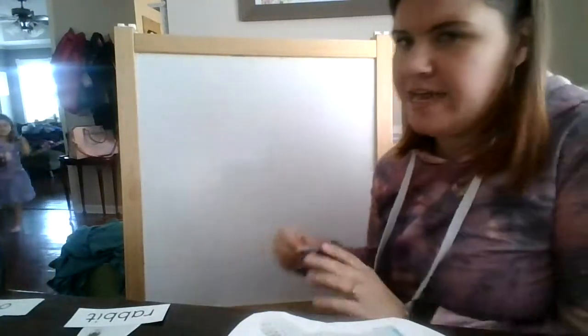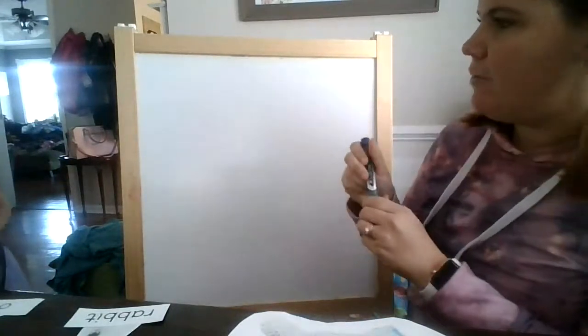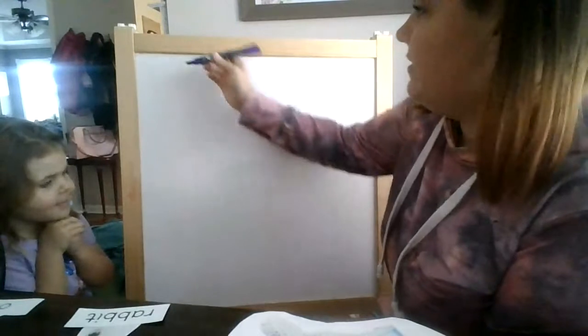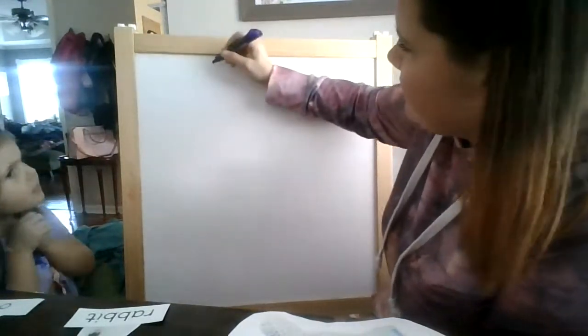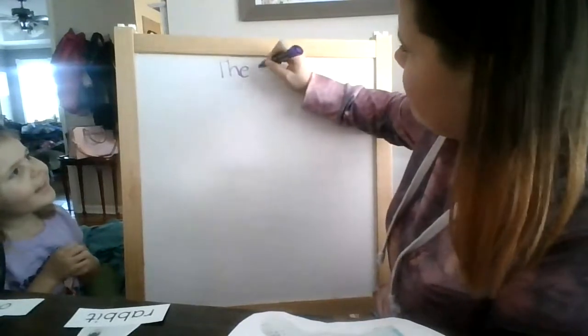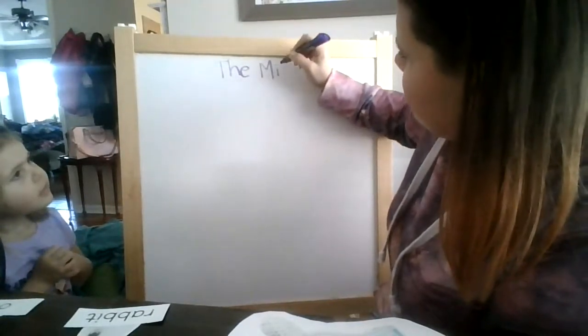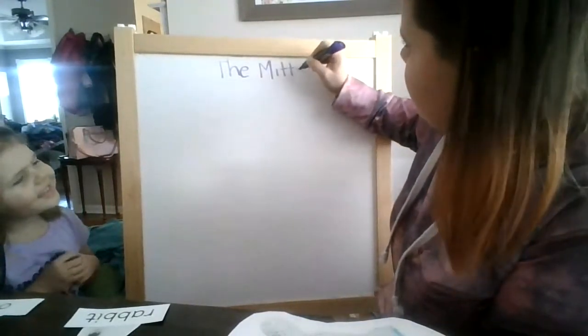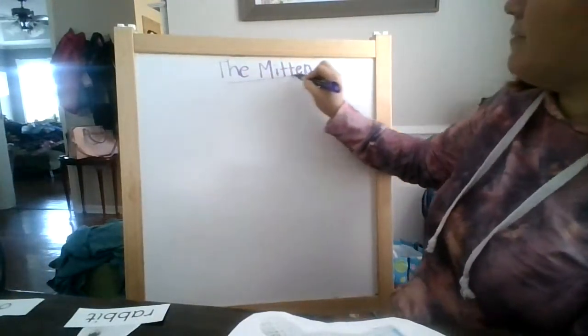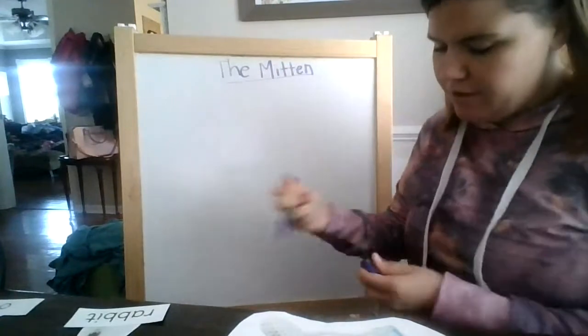So first, let's write. We're going to take our handy dandy marker and we're going to write the title of our book. We'll write it right here. The Mitten. Okay, that's the title of our book. That's the name of our book.